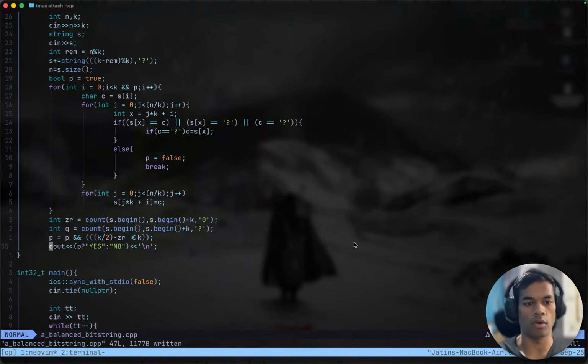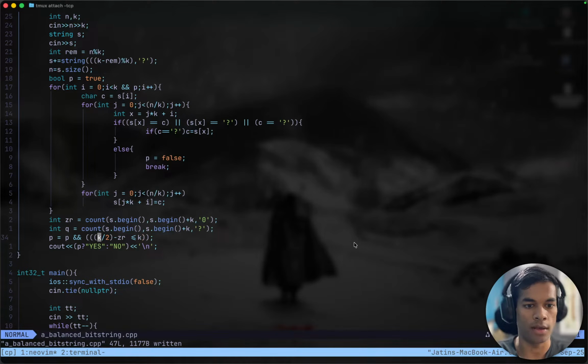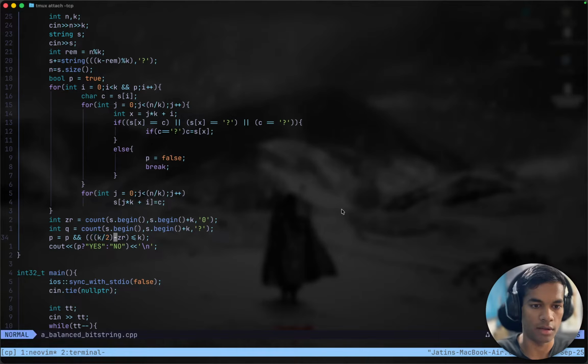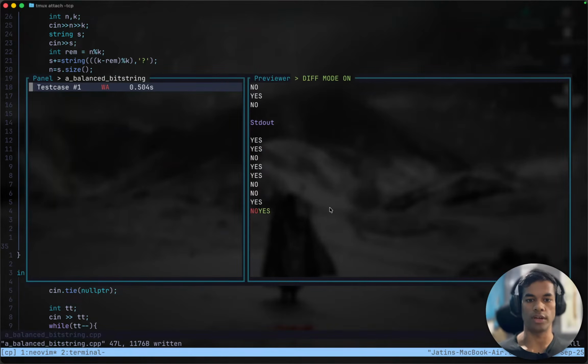It is wrong. K by 2 is... K is even. Okay, I messed up in this part. Okay, I still messed up. This is how many zeros I need. This is how many zeros I have. So this has to be... shit.